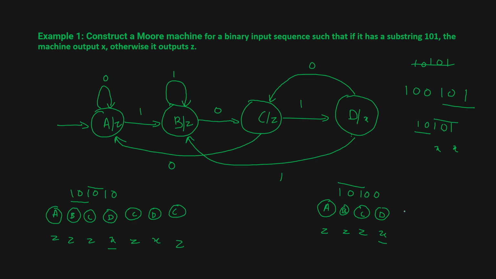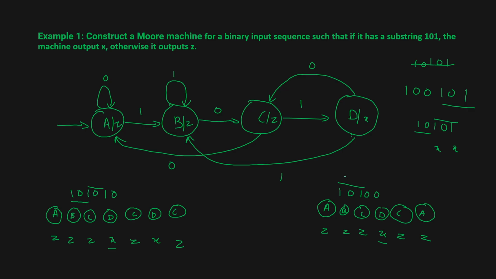Then you get 0, you go to state C. For input 0 the output is going to be Z, and then again you encounter 0, you go to state A. Over here also the output is going to be Z. So you have encountered 1 0 1 in this only once. So that's why you get output X only once over here. Okay, so I hope you got this concept.